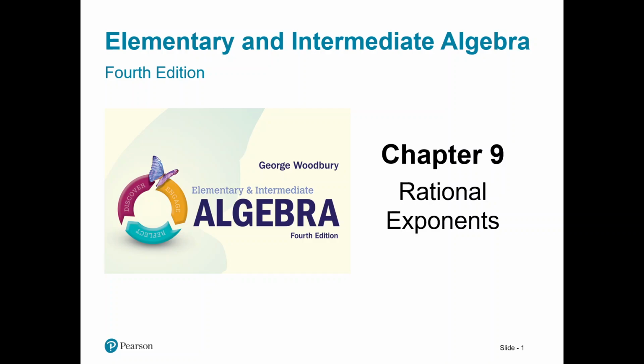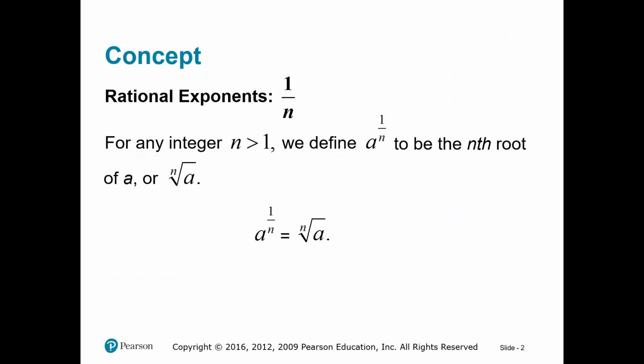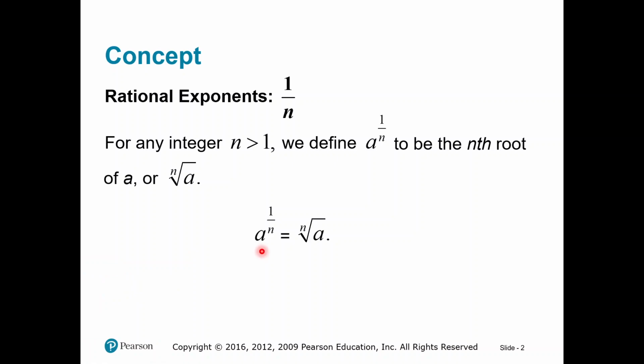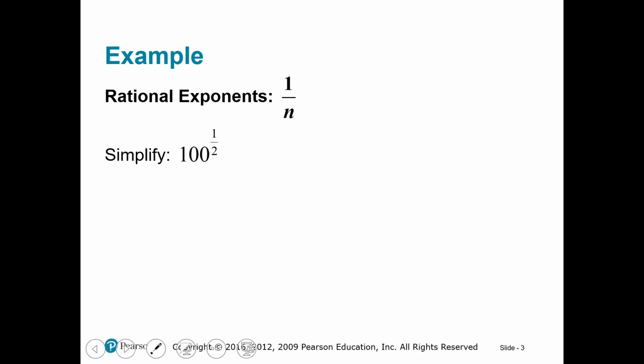This is chapter 9, rational exponents. Let's look at the definition. So a to the 1 over n is the nth root of a. So for example, 100 to the 1/2 is the square root of 100, and so it is 10.